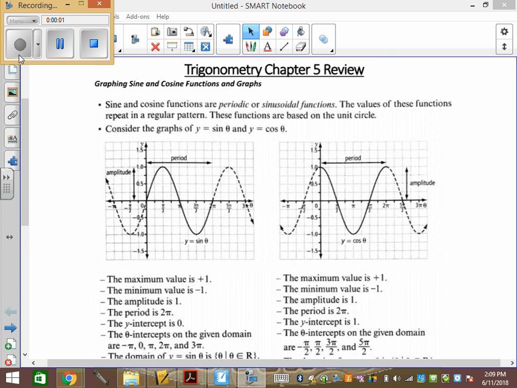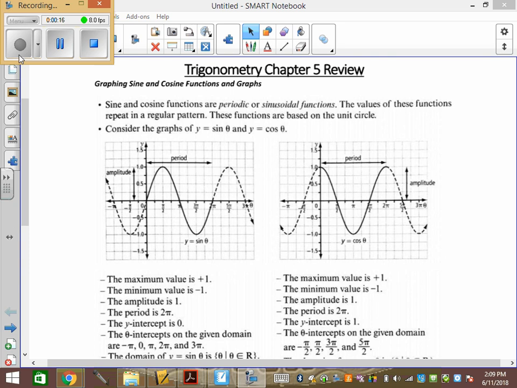Trig Chapter 5 review. The first part is just review. You don't have to write anything, you just have to pay attention. Sine and cosine functions are periodic or sinusoidal functions. The values of these functions repeat in a regular pattern. These functions are based on the unit circle.